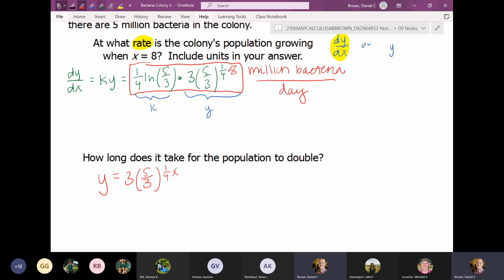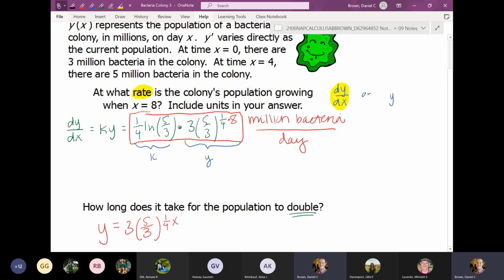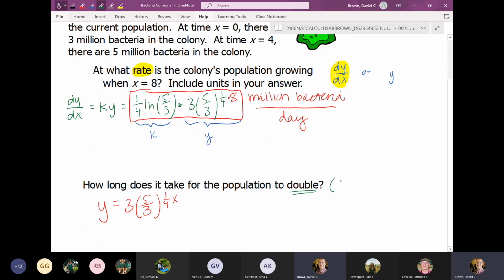One nice thing is it's asking us to figure out when it's double. These problems are proportional, so it's going to be the same proportion no matter your starting point and your ending point. So you can pick any starting point. I'm going to choose the initial one. So say we start at (0, 3). We want to find when the population doubles. So when would it double?